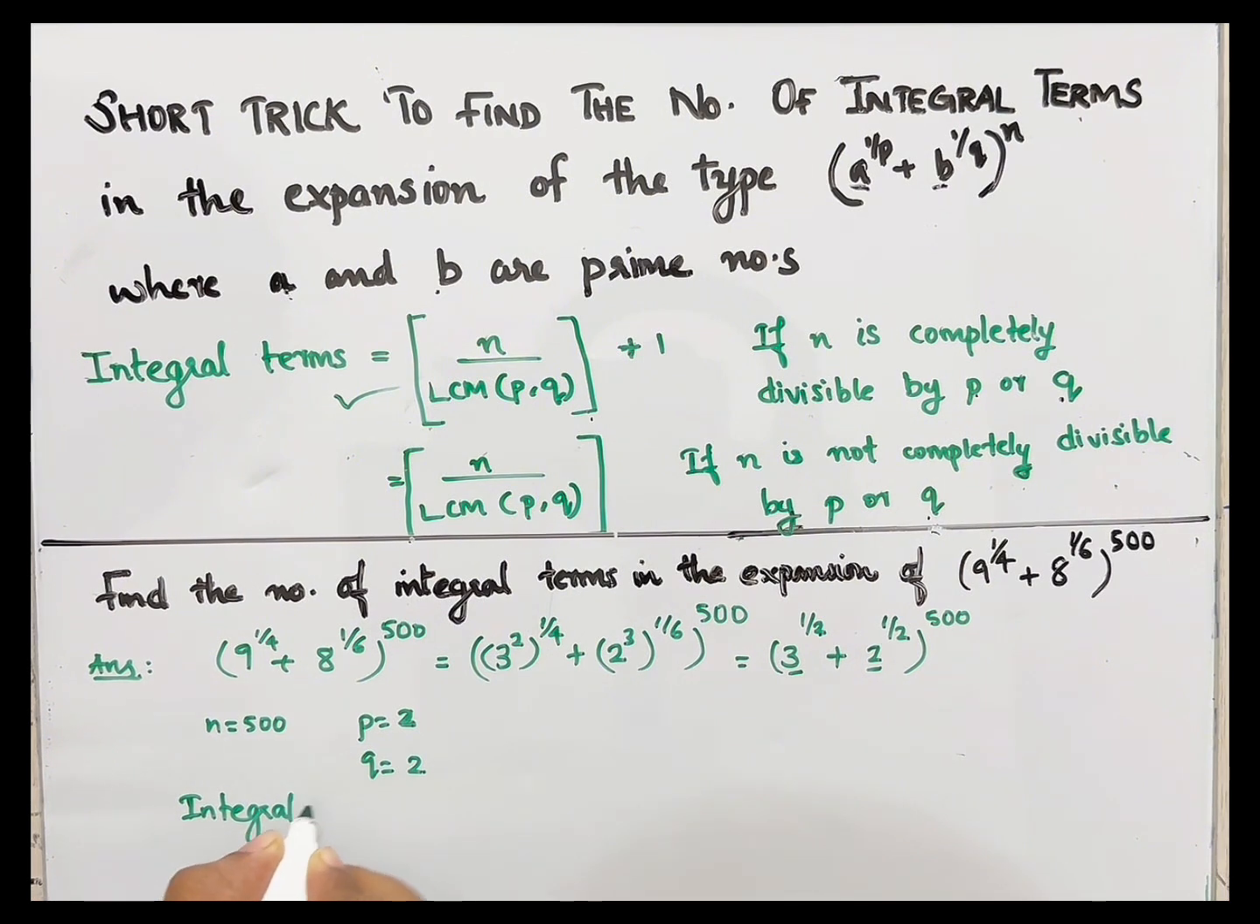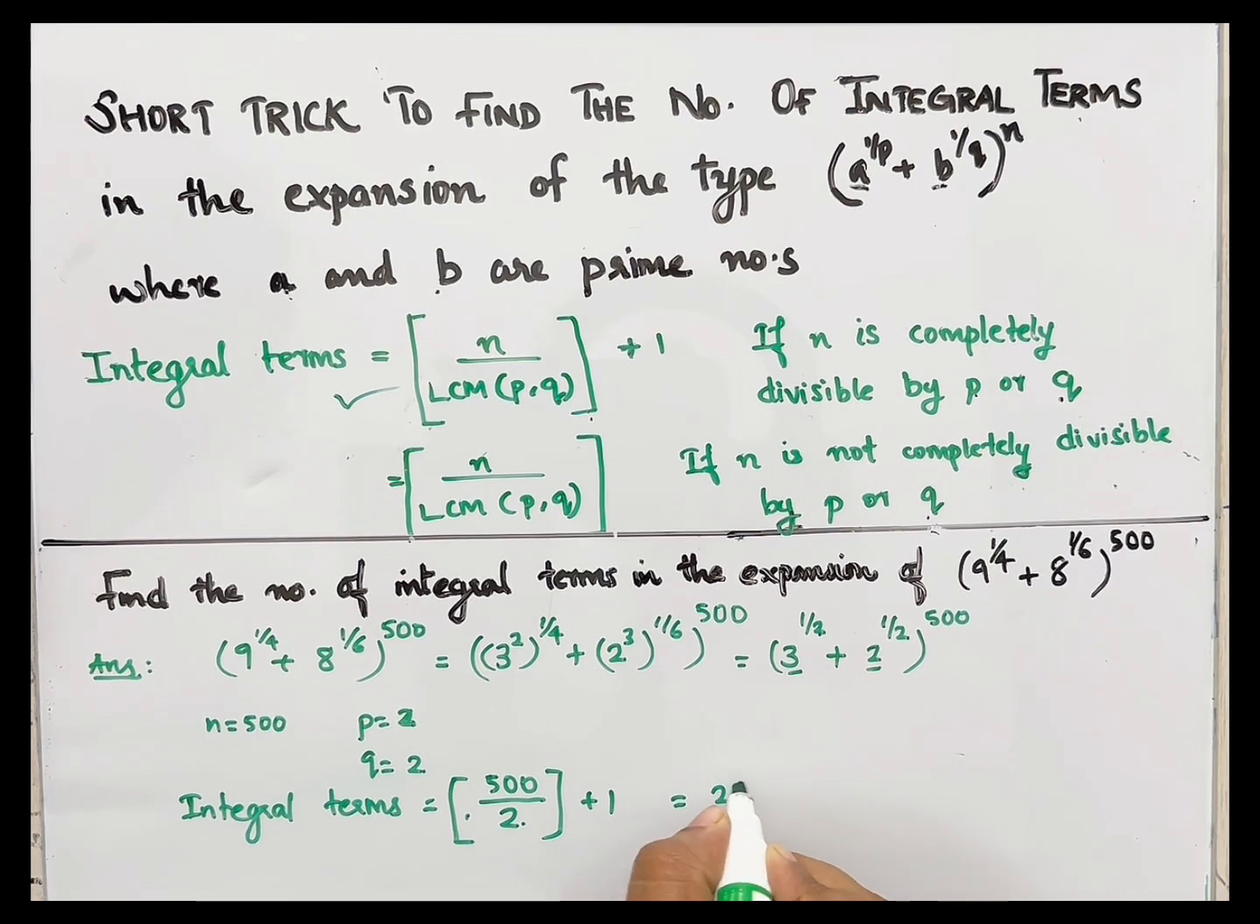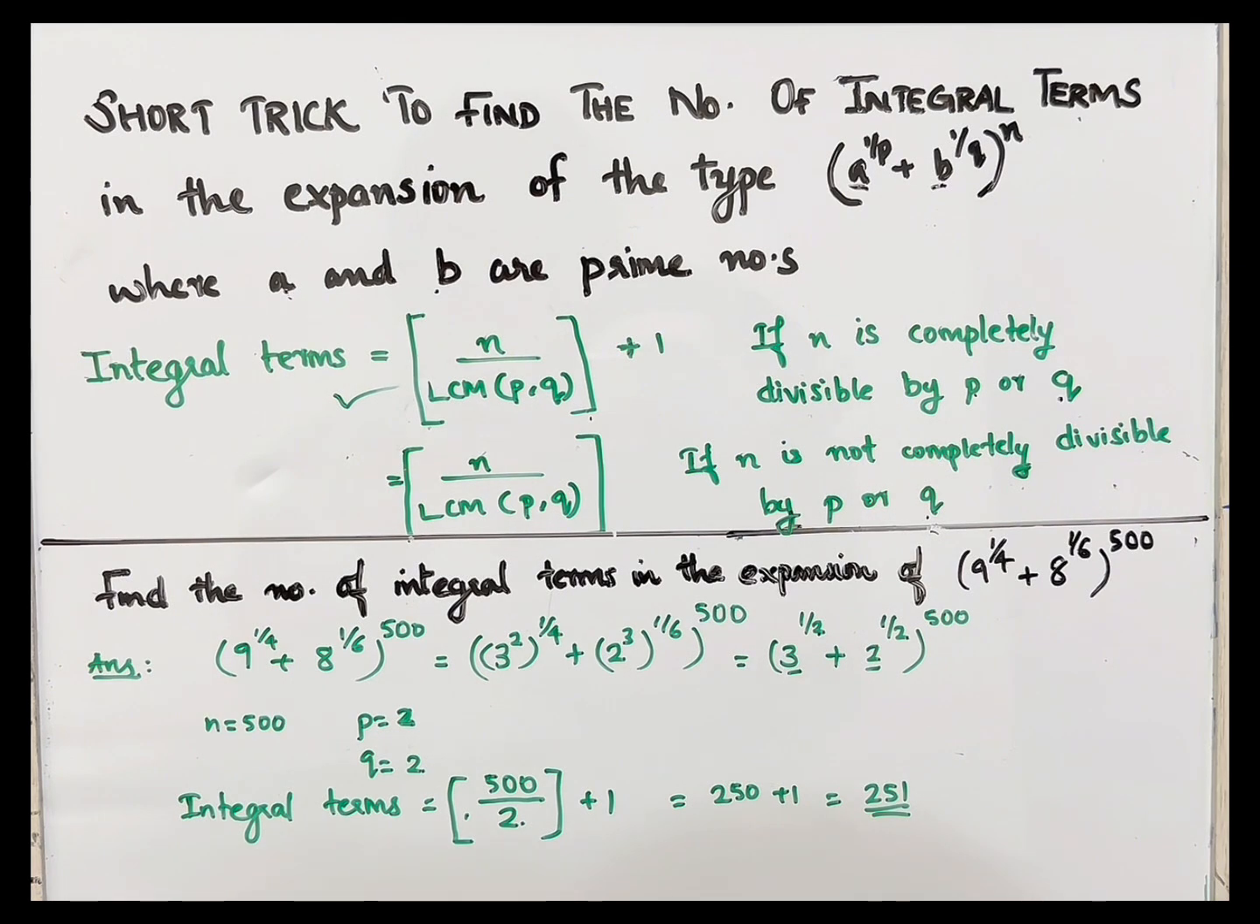Number of integral terms is equal to the greatest integer function of n by LCM of p and q, that is 500 divided by LCM of p and q, where p and q both are 2, therefore 2, plus 1. That's equal to 500 by 2, which is 250. 250 plus 1 equals 251. Therefore the total number of integral terms is equal to 251. So in this way we can easily find the total number of integral terms in any binomial expansion within seconds.